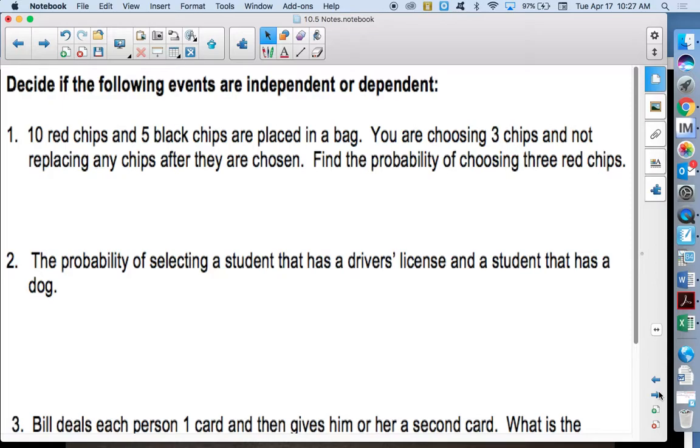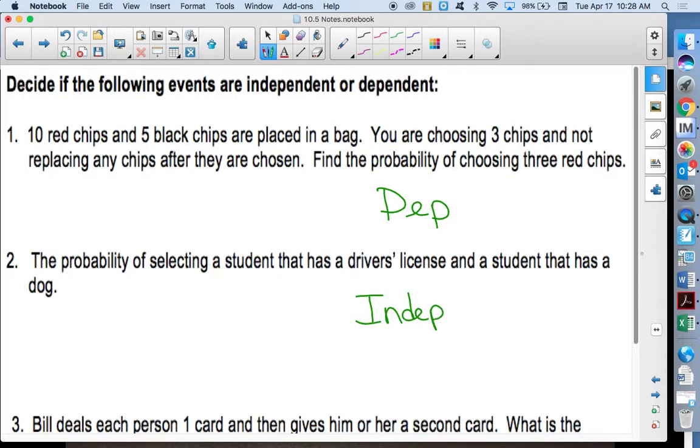So that's dependent because once you take one chip out, you now have 14 left. When you take another chip, then you have 13 remaining. So the number of chips in your bag has changed. Number 2, the probability of selecting a student that has a driver's license and a student that has a dog. So does having a driver's license change the fact that you have a dog? No, they're just random events. They really have nothing to do with each other. So number 2 would be independent. So this one's dependent. This one's independent.